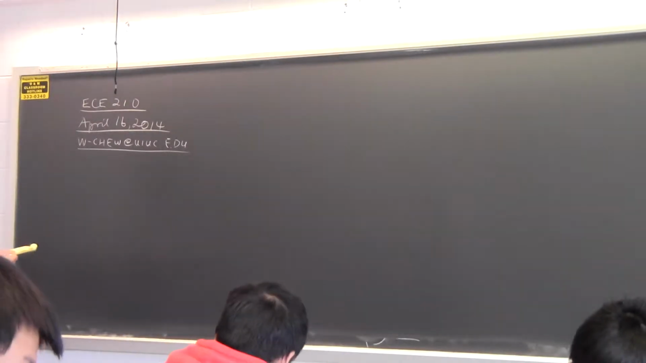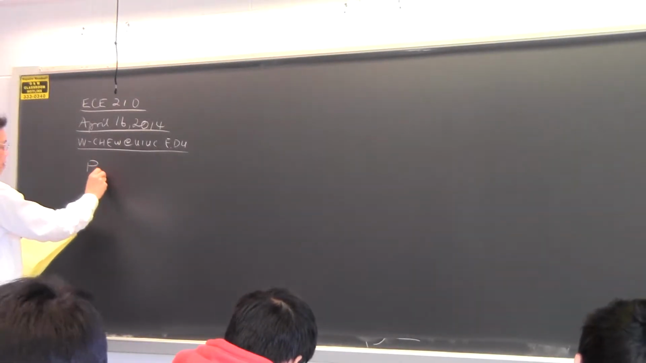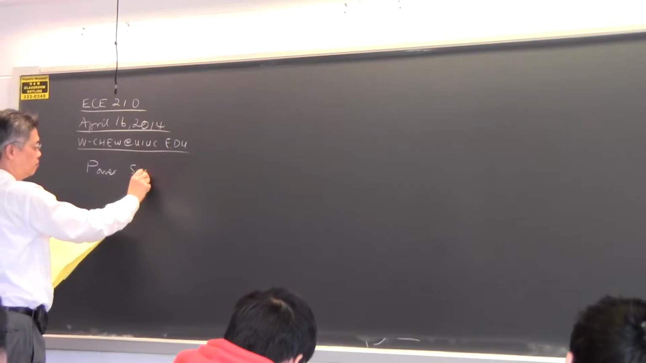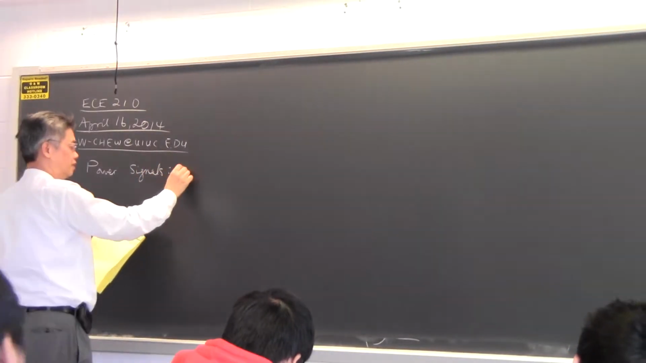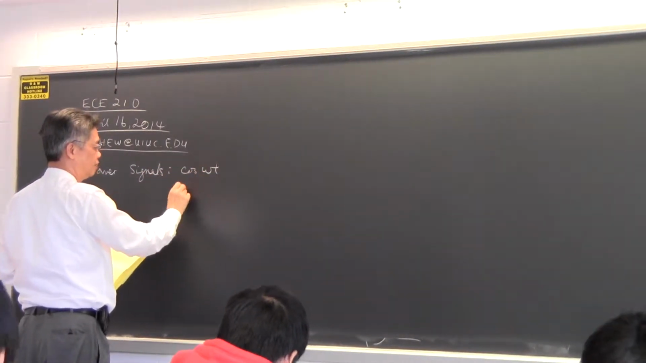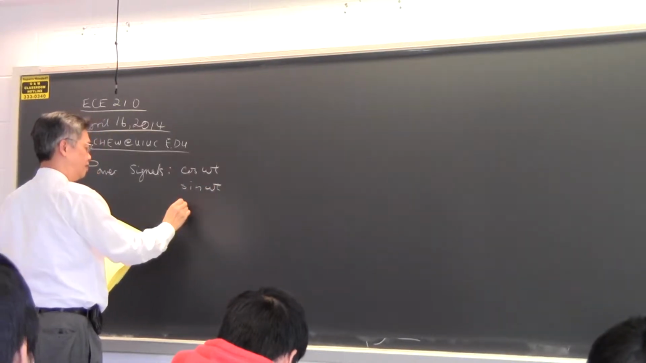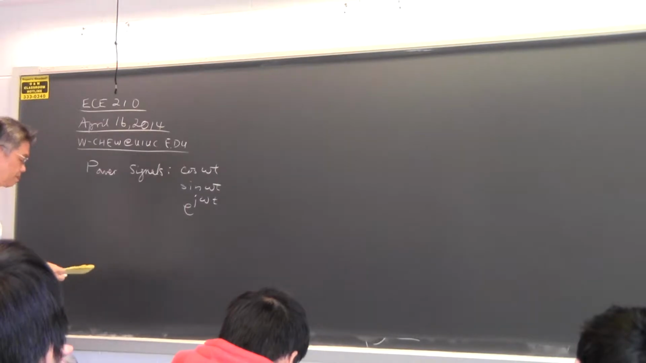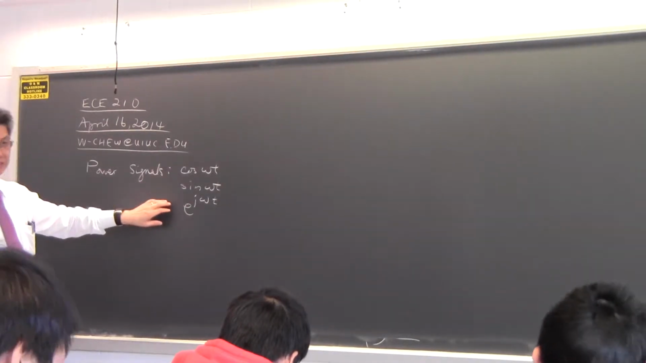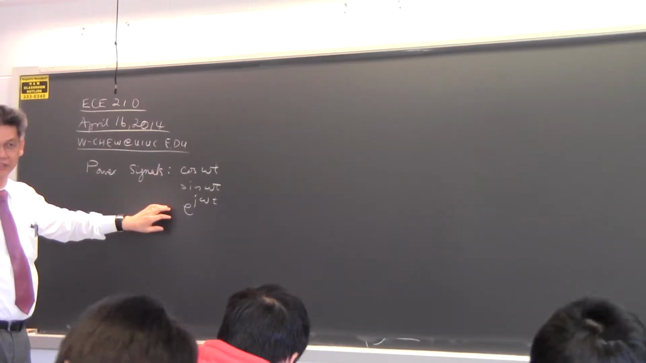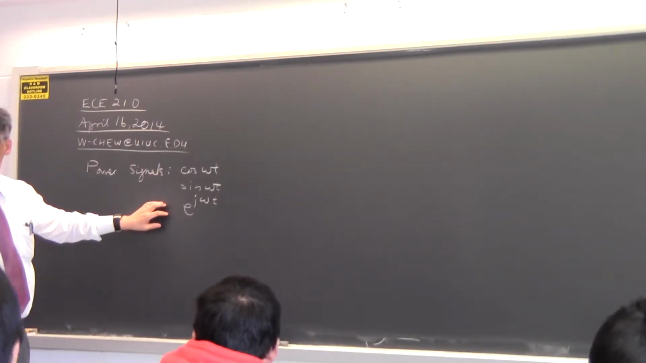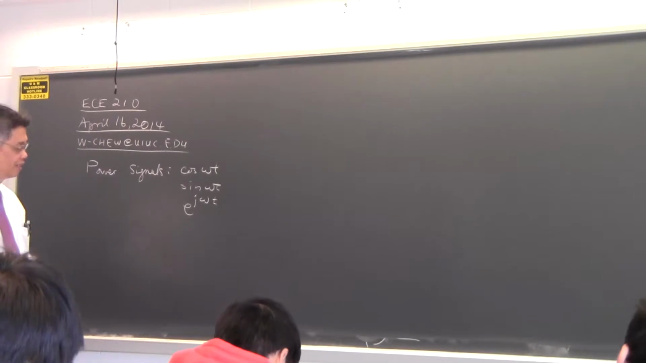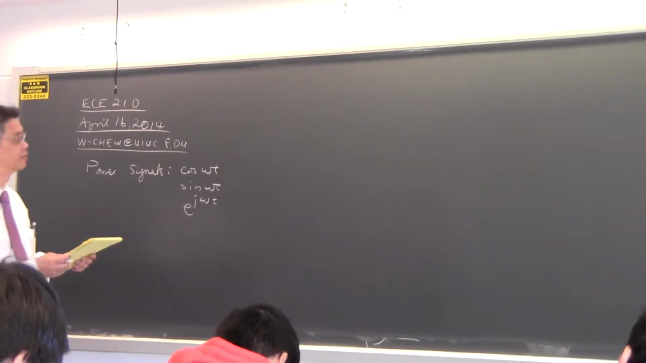So we learned about power signals, like cosine of omega t, sine of omega t, e to the j omega t. All these are power signals, and they have finite instantaneous power, but when you Fourier transform them, you get delta functions. And delta functions do not converge.